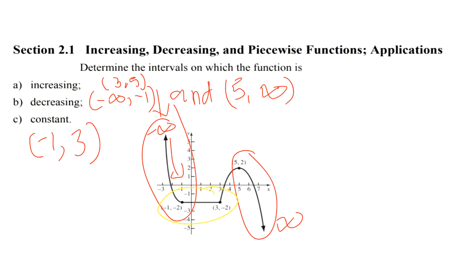Why would it be infinity and positive, not -5?